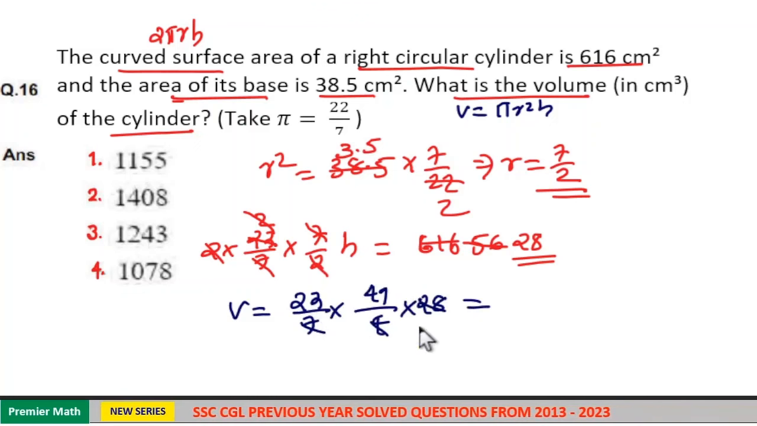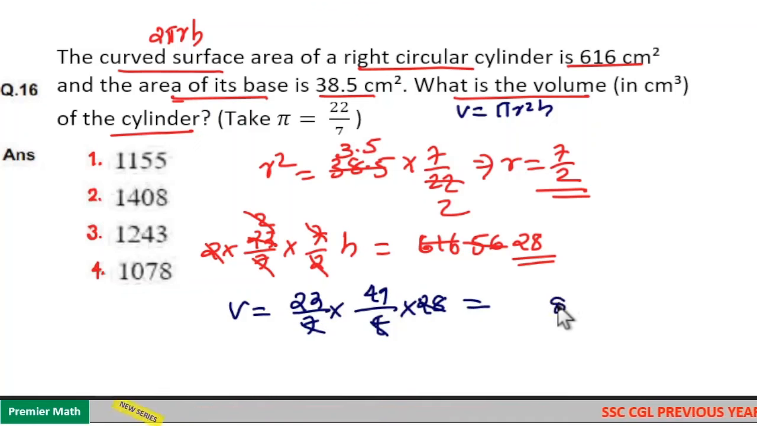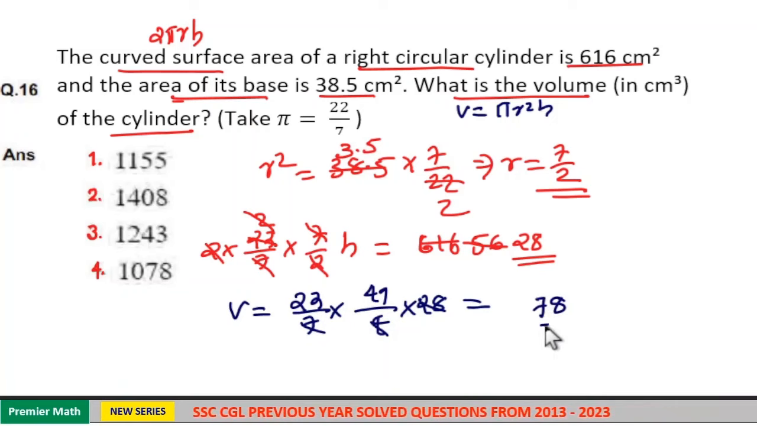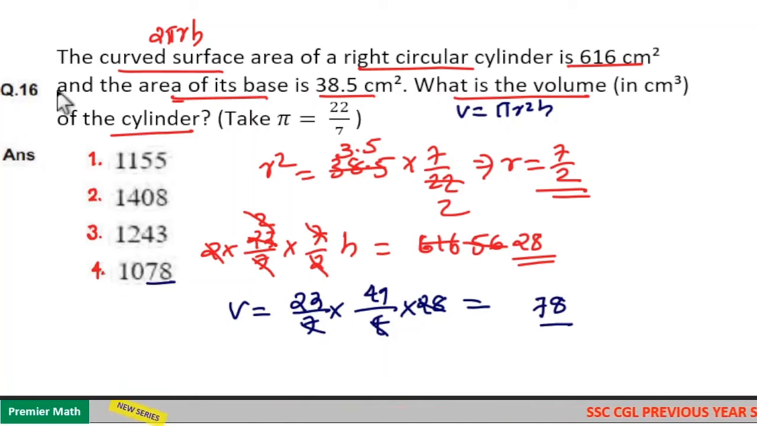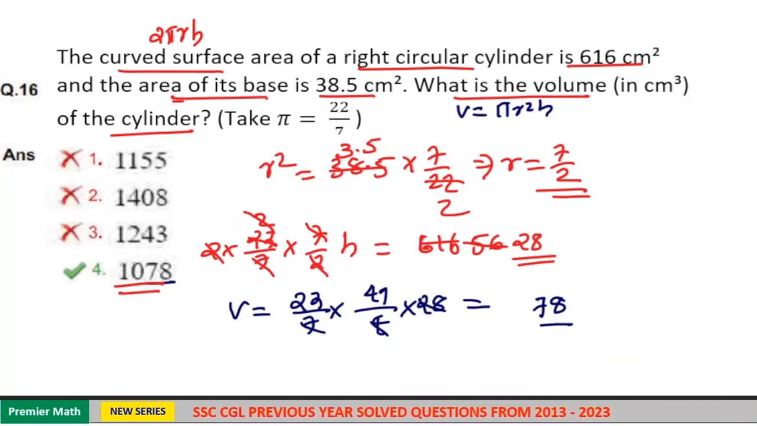So 28 cancel. 22 into 49. 9 into 2, 18. Remaining 1. Here 8 plus 18 is equal to 26. 26 plus 1 is 27. So 78 at the end. Option 4 is your answer. Volume is equal to 1078.